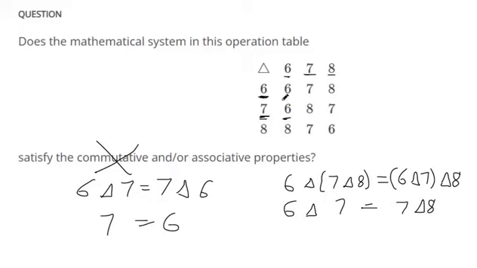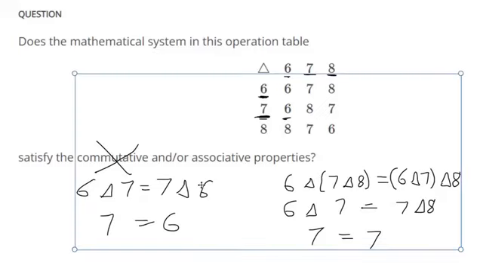Because 6 triangle 7, 6 on the row, 7 on the column, those match up right here at 7. And then 7 triangle 8, that means we do 7 on the row, 8 on the column, find out where those two meet. Oh, actually, so far so good. Now this is just one example of the associative property. It works for one particular example.